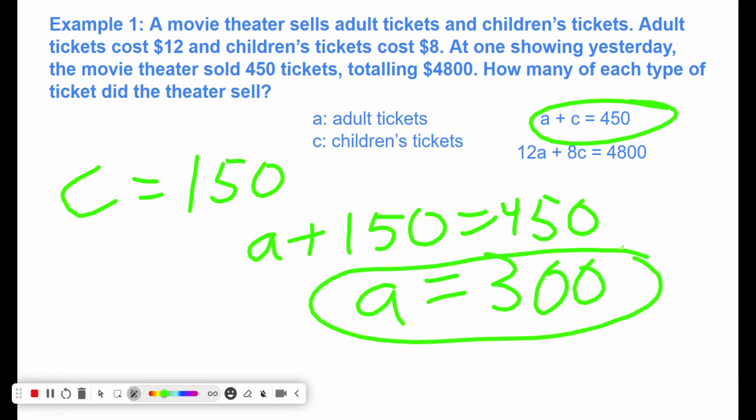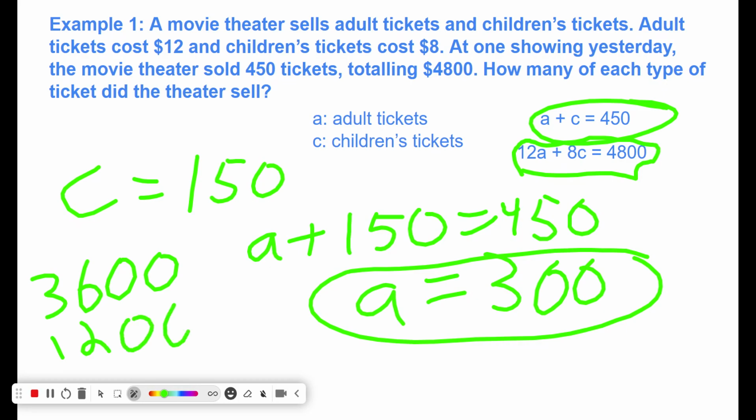If I want to, I could go back and check that by plugging the amounts into my other equation. 12 times 300 would be 3,600, and 8 times 150, I should know that off the top of my head maybe, 1,200. Hey, look, those added together would be $4,800. So adult tickets, 300, children's tickets, 150.